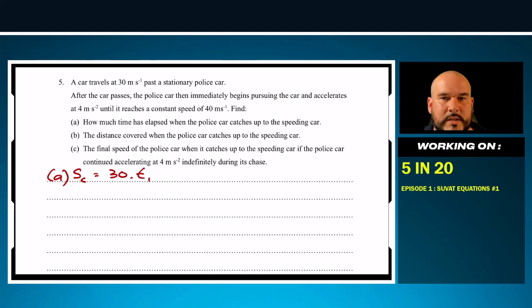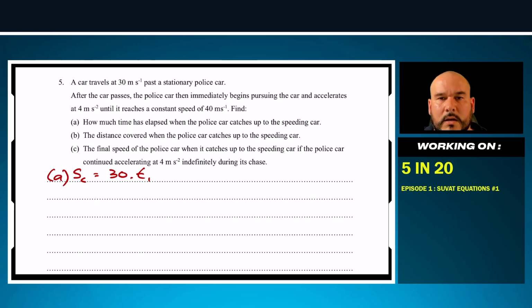You notice the police car has two different types of motion. It's got its initial motion where it's accelerating, and then a state of uniform velocity after that. If it's accelerating at 4 m/s², how long will it take to reach 40 meters per second? Change in velocity, 40 minus 0, divided by 4, our acceleration, gives us 10 seconds.